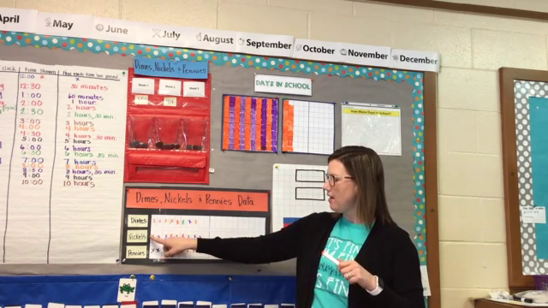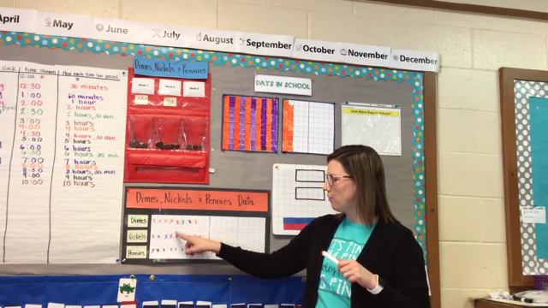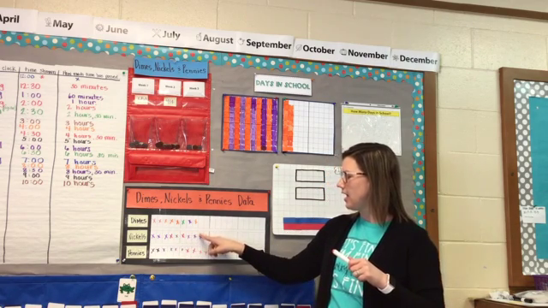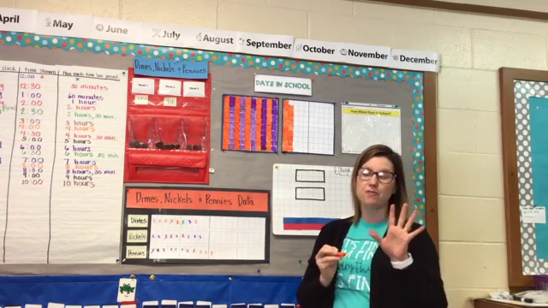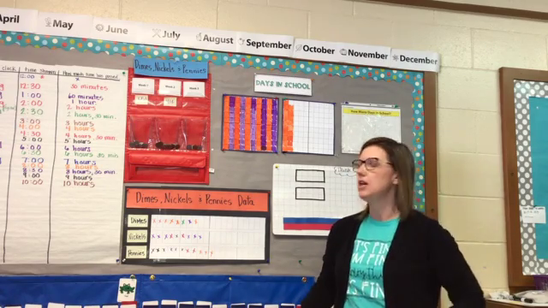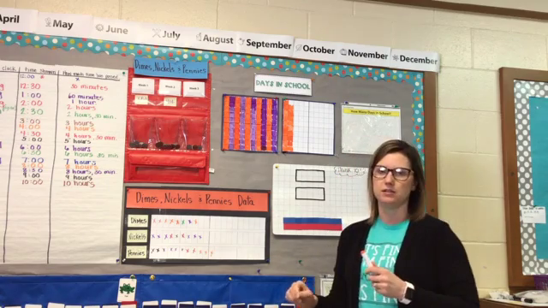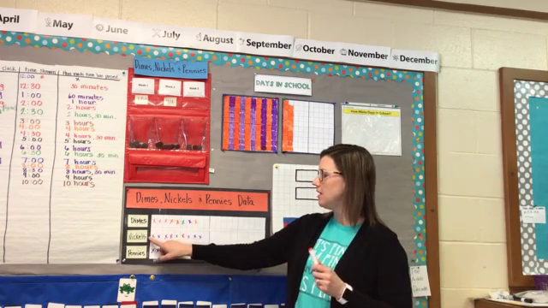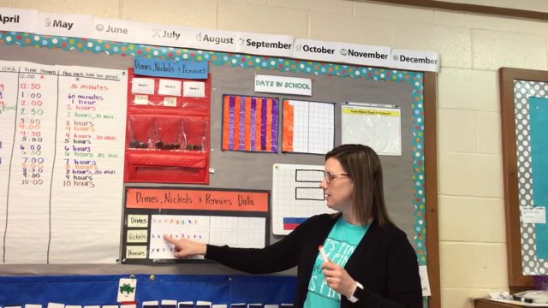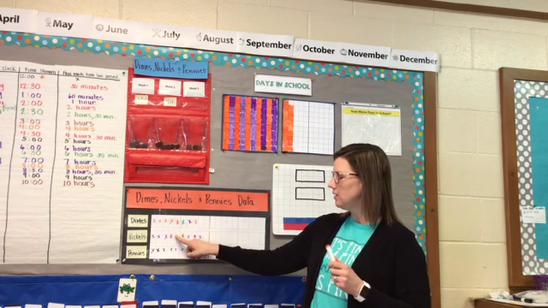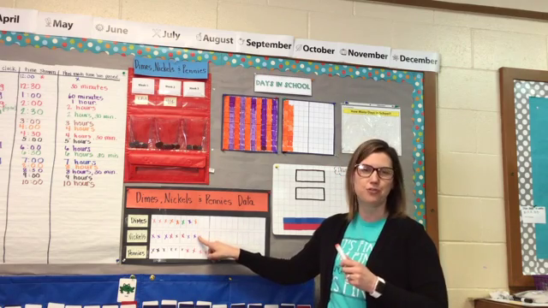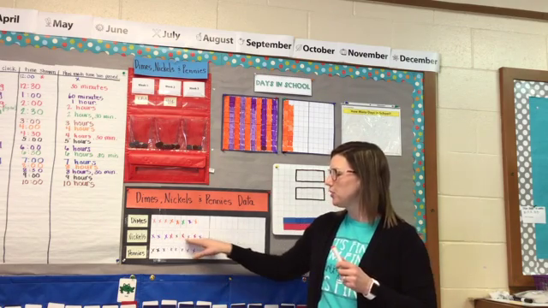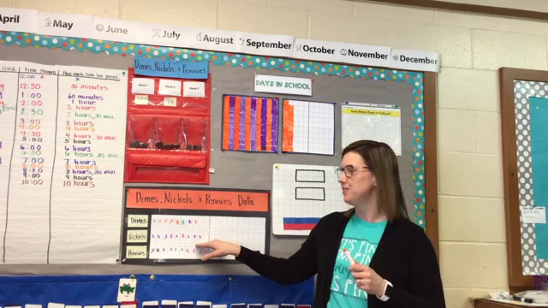Nickels, we have 1, 2, 3, 4, 5, 6, 7, 8, 9 nickels. Remember, nickels are worth 5 cents. So let's count how much money we have with our nickels. So help me count by 5s. 5, 10, 15, 20, 25, 30, 35, 40, 45. We have 45 cents in nickels.